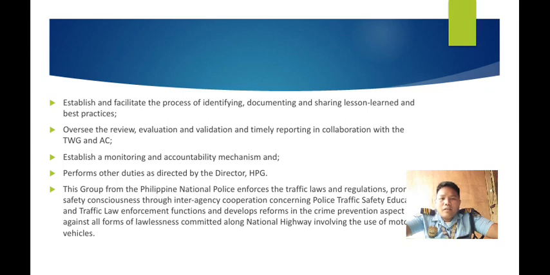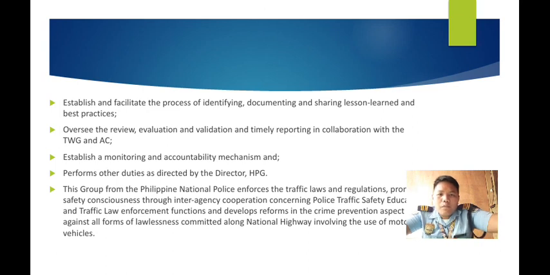Establish and facilitate the process of identifying, documenting, and sharing lessons learned and best practices. Oversee the review, evaluation, and validation and timely reporting in collaboration with the TWG and AC. Establish a monitoring and accountability mechanism and perform other duties as directed by the Director HPG.